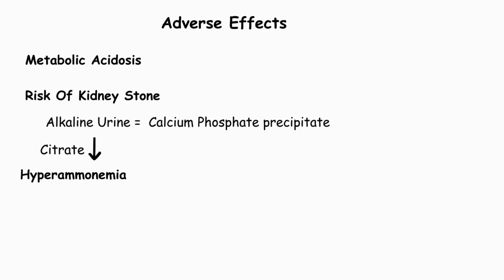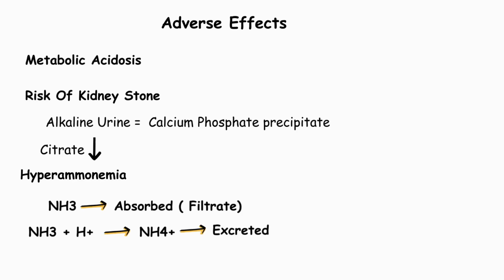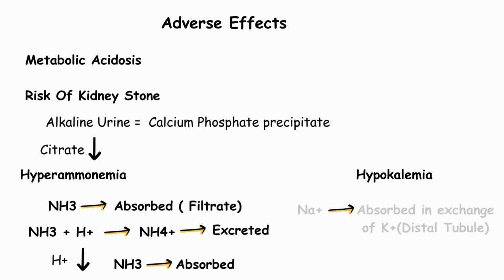Ammonia is a neutral molecule and can be absorbed from the filtrate easily. As it combines with a proton, it forms ammonium, which is a charged molecule and can't be absorbed, hence gets excreted. As protons are not secreted in the lumen, no ammonium is formed and excessive ammonia will be absorbed. It causes hypokalemia. As the maximum amount of sodium that is not absorbed in the proximal tubule reaches the distal tubule, it will be absorbed in exchange for potassium that will be excreted in urine.